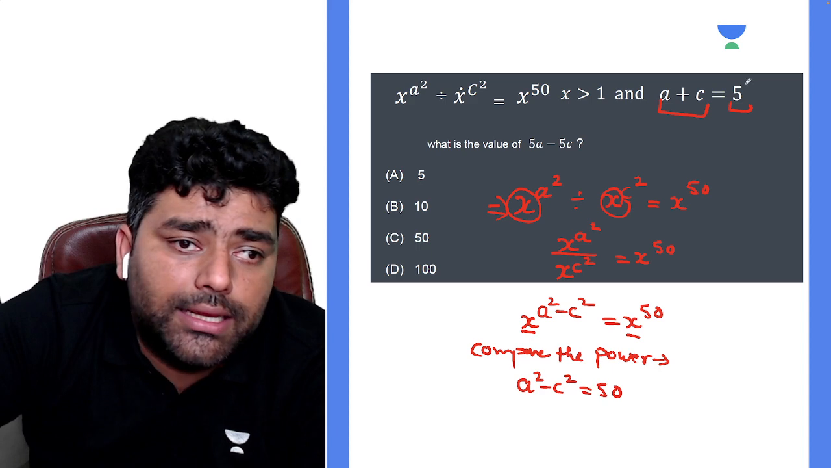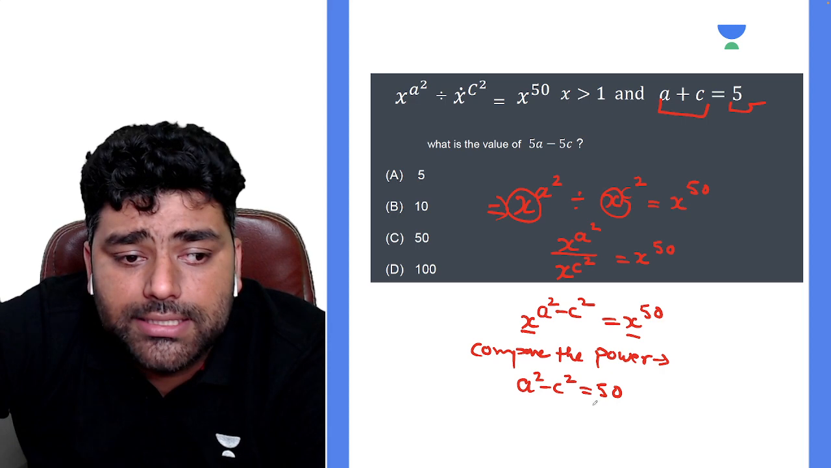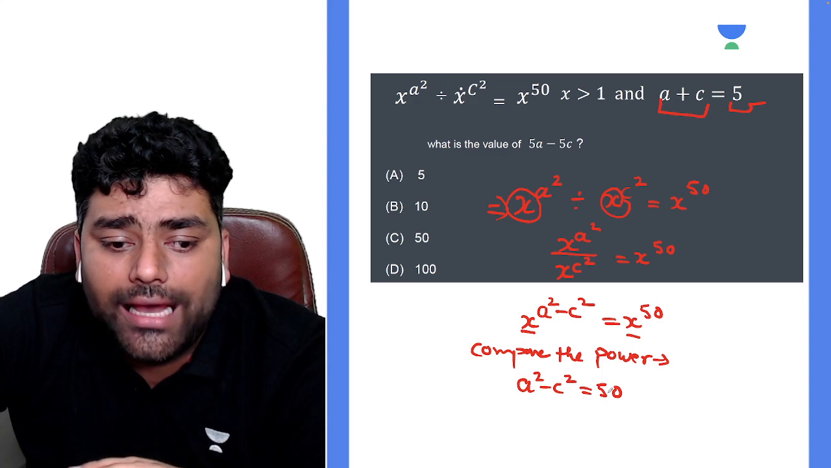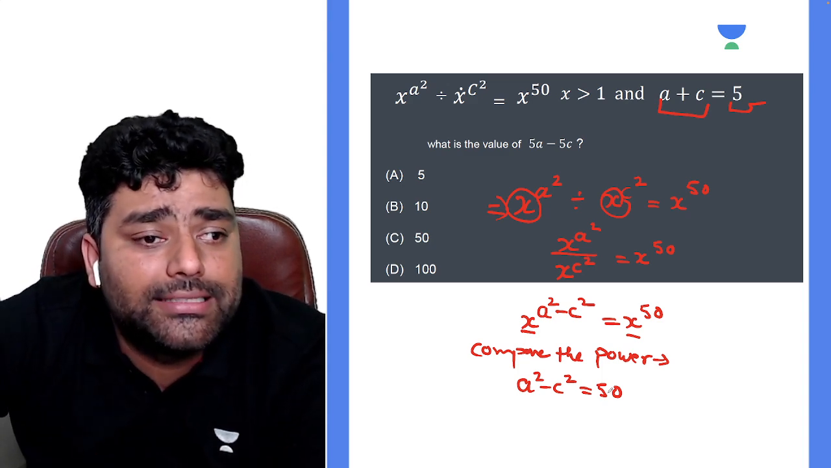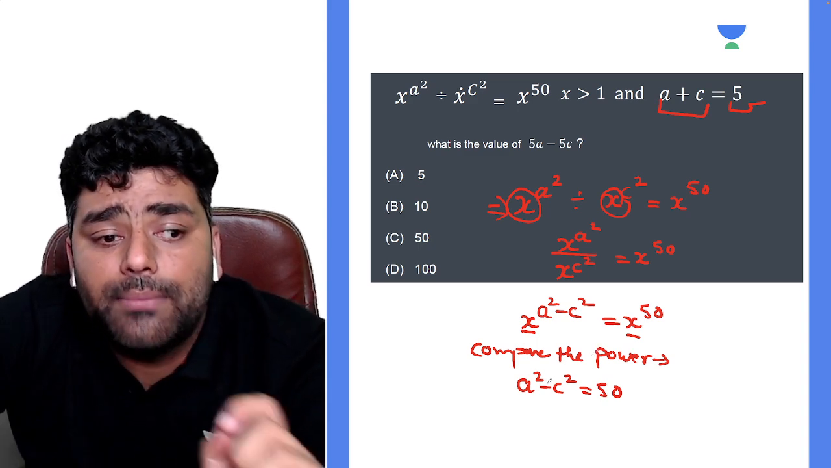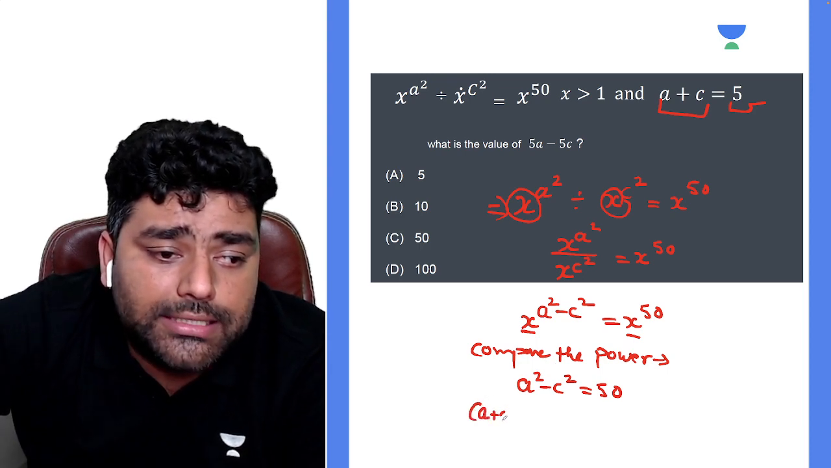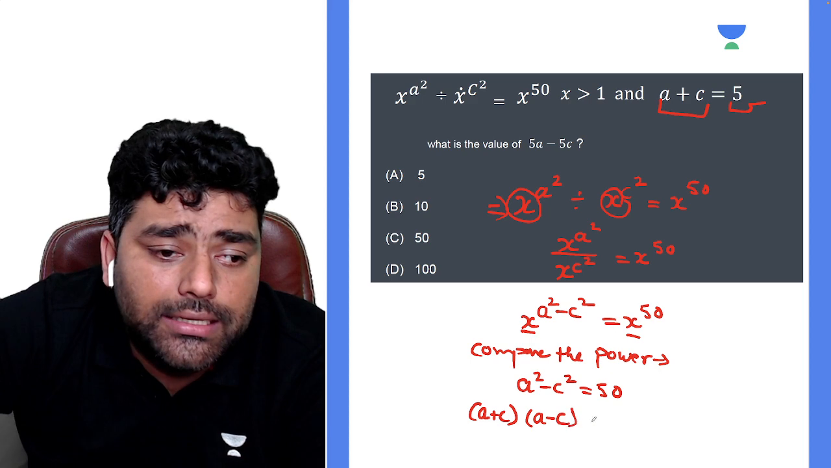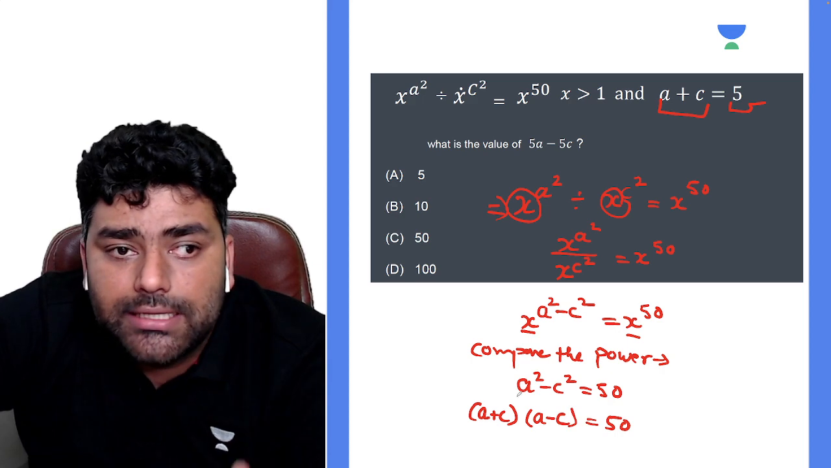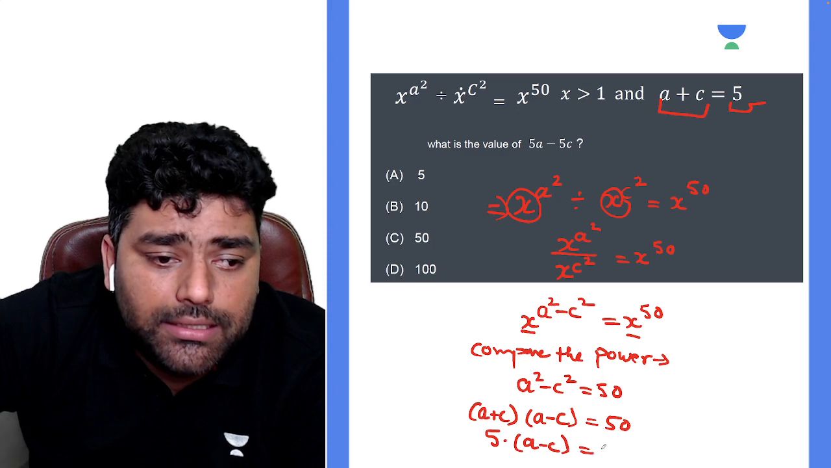Now we are given a plus c is equal to 5, right? And we know a square minus c square is equal to 50. I told you again and again, this formula, they ask it many times in the SAT and the ACT exam. So remember this: a square minus c square means one time add and one time subtract. So like we discussed, a plus c multiplied by a minus c is equal to 50, guys. Now what is a plus c? A plus c is 5. So 5 multiplied by a minus c is equal to 50.